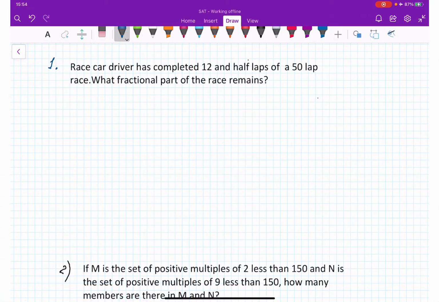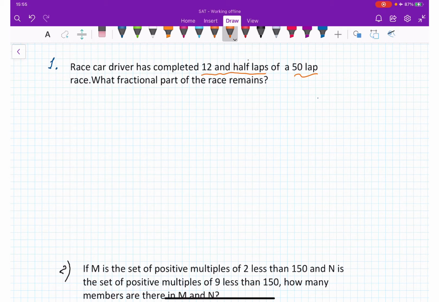Okay, question number 1. A race car driver has completed 12 and a half laps of a 50 lap race. What fractional part of the race remains? So what fractional part of the laps remains? First of all, we need to know how many laps still remain, right?